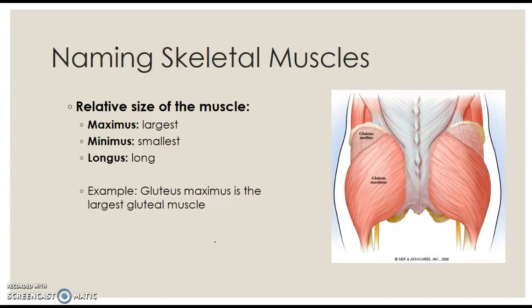Anytime you see the word maximus, it's going to be the largest. Anytime you see the word minimus, it's going to mean smallest. So for example, you have a gluteus maximus muscle. That is your largest gluteal muscle. You also will see some muscles with longus on the end of them. That means that the muscle a lot of times is kind of long and skinny.